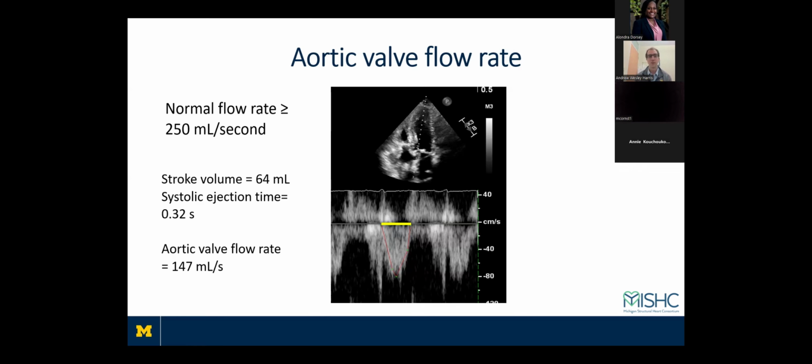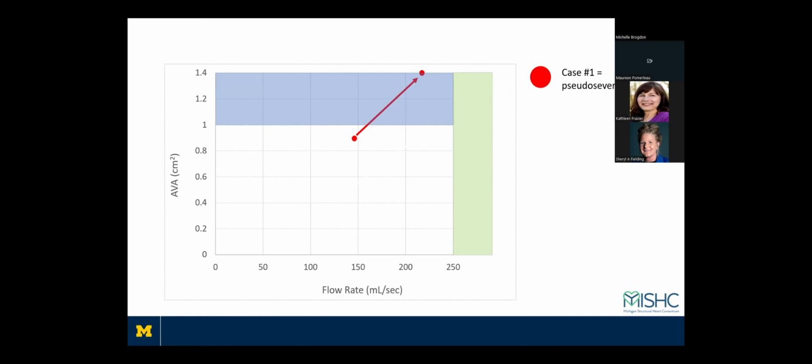This can be fairly easily calculated. We don't always do this on echo, but it can be easily calculated where if we know our stroke volume, which was 64 for this patient, and I measure the systolic ejection time, which is just shown in this yellow line here, which was 0.32 seconds, that would give us an aortic valve flow rate of 147 mils per second. So he had a low flow rate. And we can actually use this to track how the valve is performing under these dobutamine conditions.